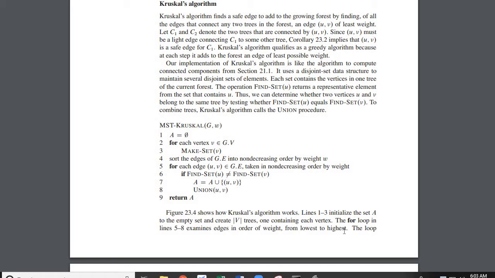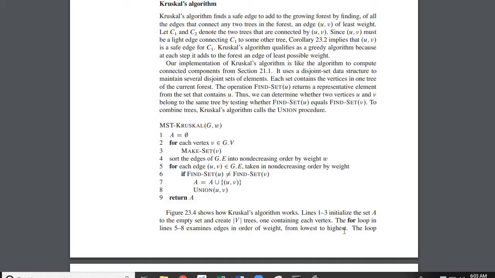So today's topic is Kruskal's algorithm. What exactly is this algorithm for? Kruskal's algorithm basically finds a safe edge in order to grow the forest. And what is a forest? A forest is a collection of trees.